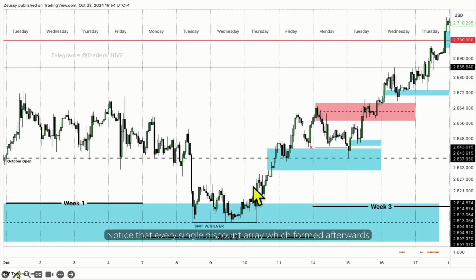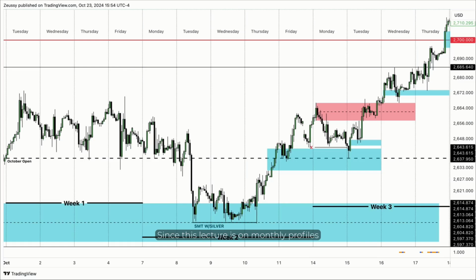Notice that every single discount array which formed afterwards at key times began to function as support in price. All in all, you see a very beautiful buy program where every single expansion higher was followed by a retracement, followed by a new expansion higher, followed by more retracements and expansions higher. When you understand that sequence, it's a very beautiful sight to see, because in that higher time frame delivery profile, lower time frame market maker buy models present themselves.